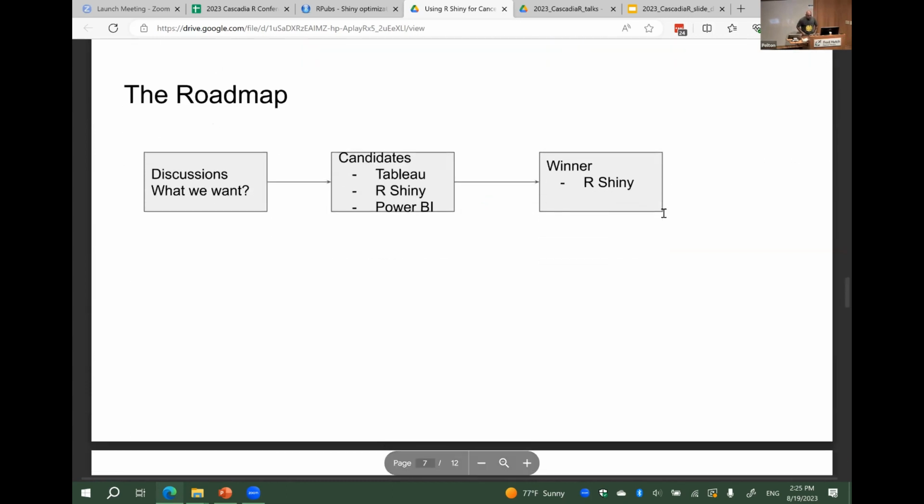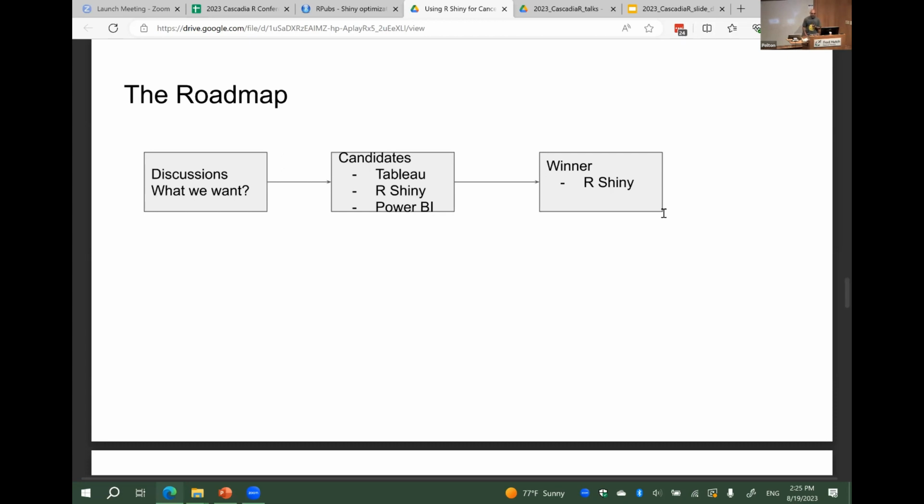So now for the roadmap, how did we get there? The first thing after we moved on to the markdown reports were the discussions with our managers and our executives about what we want. What's the minimal viable product in this case? What kind of dashboards do we want? What kind of interactivity do we want? And we had three main candidates. We already know which the winner is.